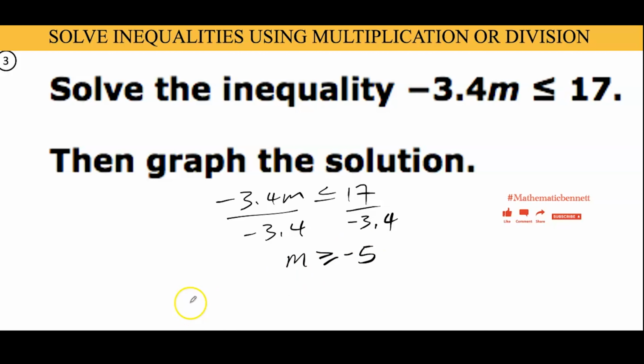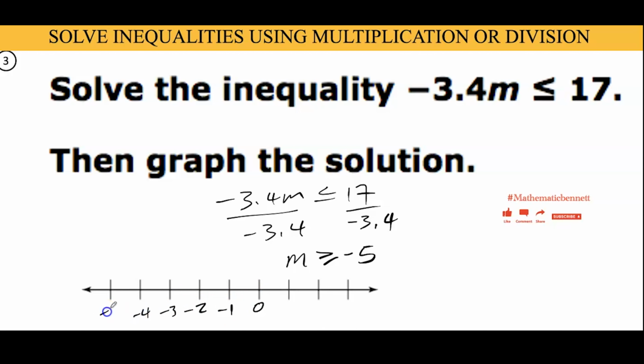Alright, we'll represent our answer on the number line, then we'll do a check. So we have 0, negative 1, negative 2, negative 3, negative 4, negative 5. So we put our circle at negative 5, and it should be a shaded circle because we're including negative 5 as well in our solution, and it can be any value greater than negative 5.